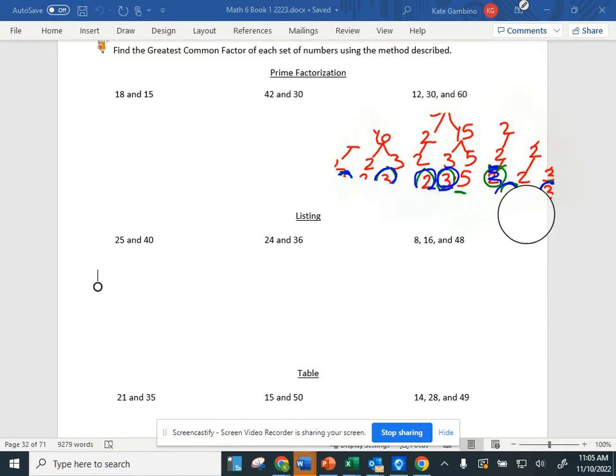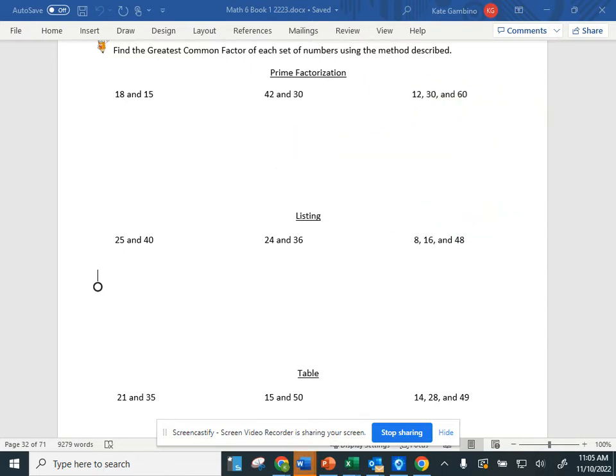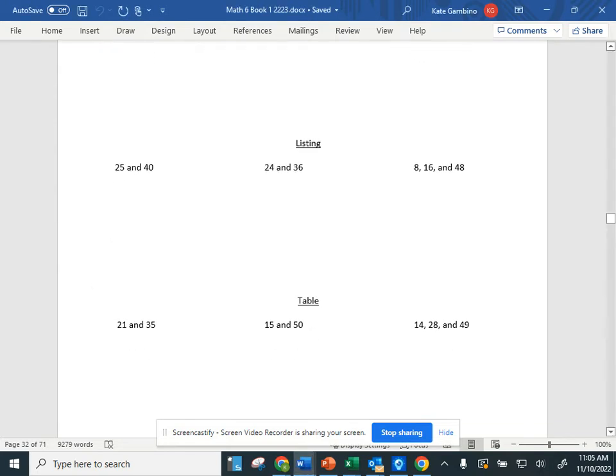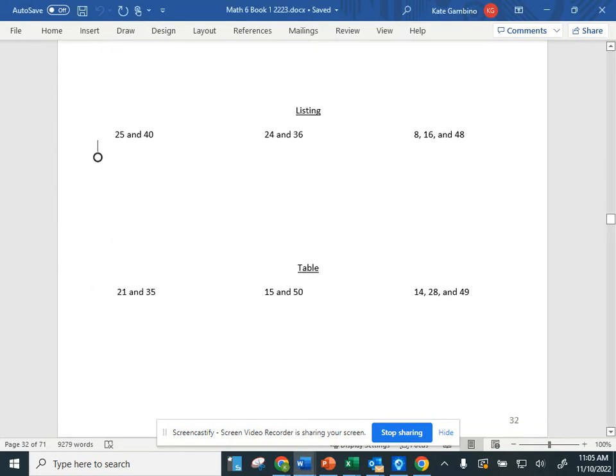All right, let's look at our listing. So for the listing, you're going to write your numbers on top, just like we did for our prime factorization. And then we're going to list underneath what the factor buddies are. 5 and 5. 1 and 25. Are there any other factor buddies? No.